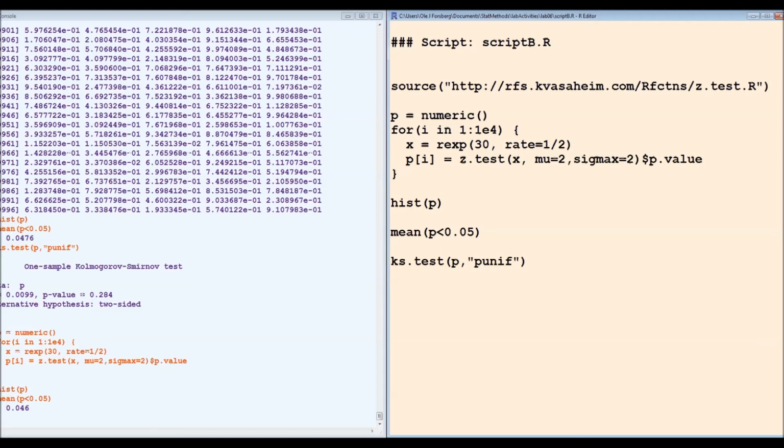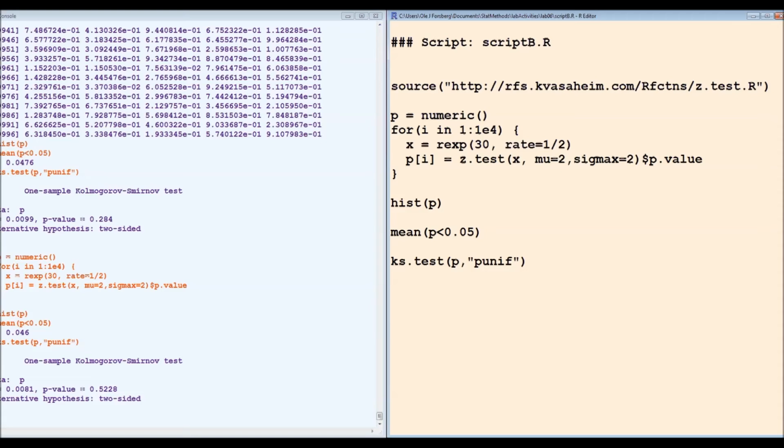That's nice. And the Kolmogorov-Smirnov test gives us a p-value of 0.5228, which is large enough. It's greater than alpha. Therefore, again, no evidence that this test is inappropriate. So even on a sample size of 30, we can get by with using the z-test.